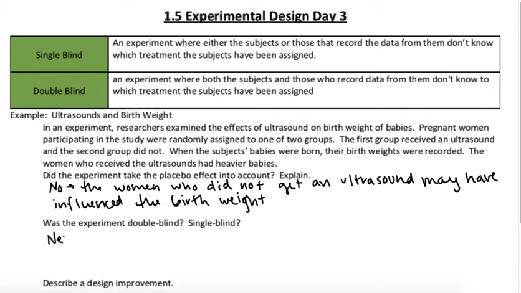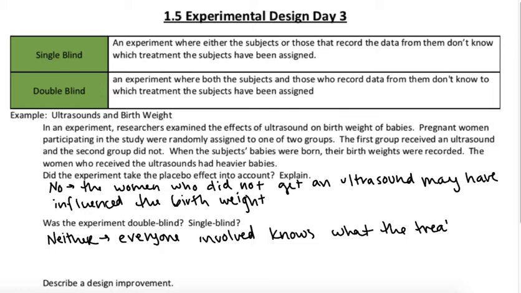This is neither right now, because everyone involved knows what the treatments are. So the woman getting the ultrasound knows she's getting an ultrasound. The woman that didn't get it knows she didn't get it. They can identify each other by that group. Also, the tech that's recording these ultrasounds in this experiment right now knows who they gave the treatment to.